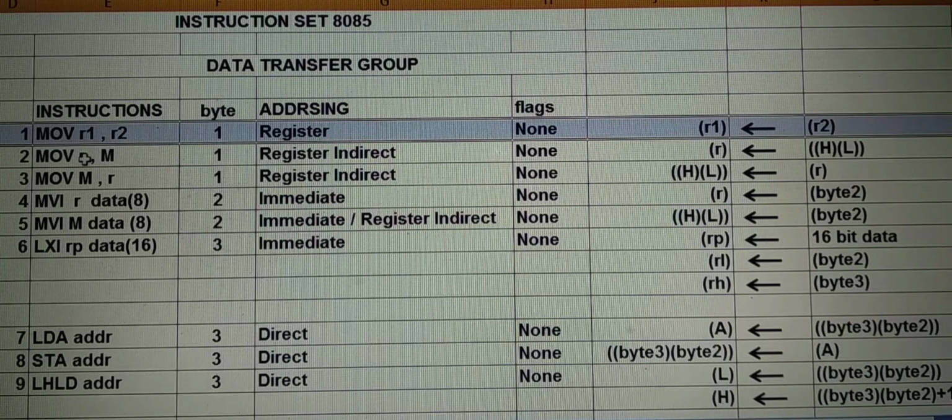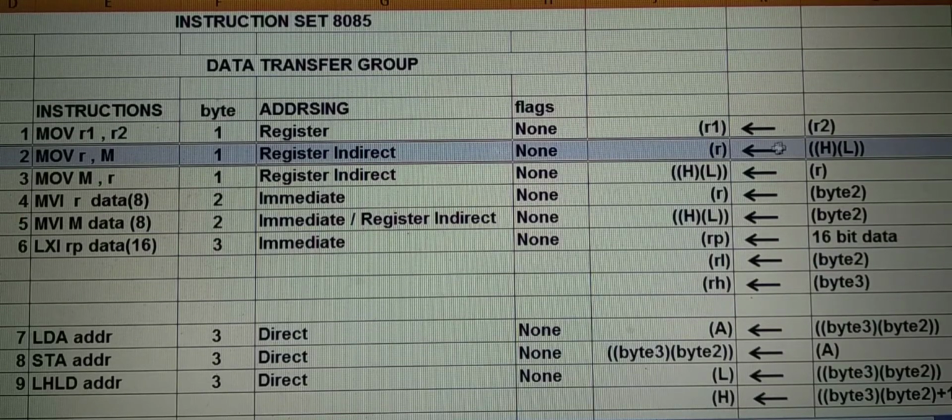Second, MOV R, M. Transfer the data from memory to register R. The letter M is there, so the number in the HL register pair represents the memory. When a register pair represents the memory, the addressing mode is register indirect, and here the format is given.